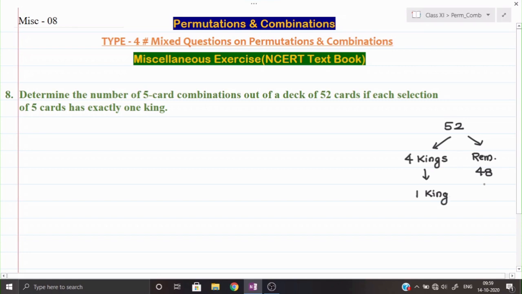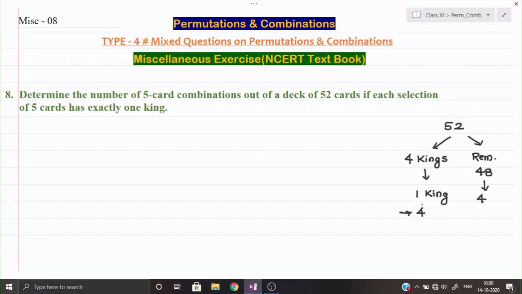Okay, and from the remaining 48 cards we have to select the 4 cards. So we can say that this combination will work as out of 4 I am selecting 1. Remember, sequence doesn't matter here, because whether you select the king first or any one of the remaining cards, that doesn't matter. Only selection is there, we are just selecting and keeping aside. We are not arranging them in a particular sequence.